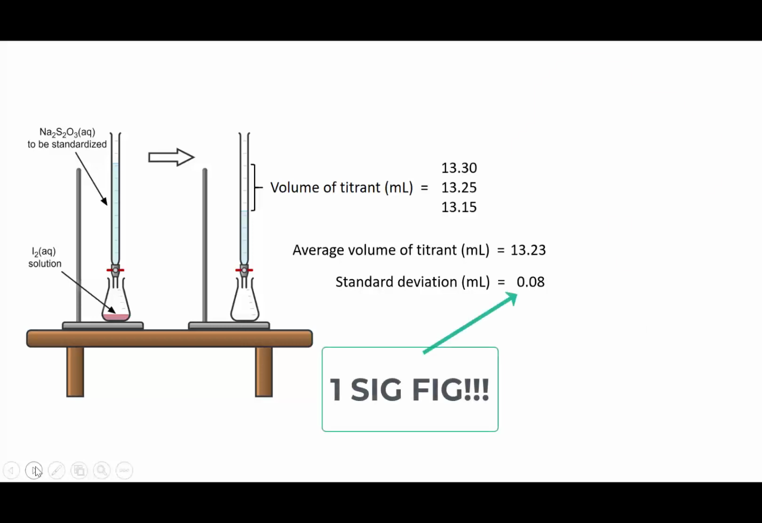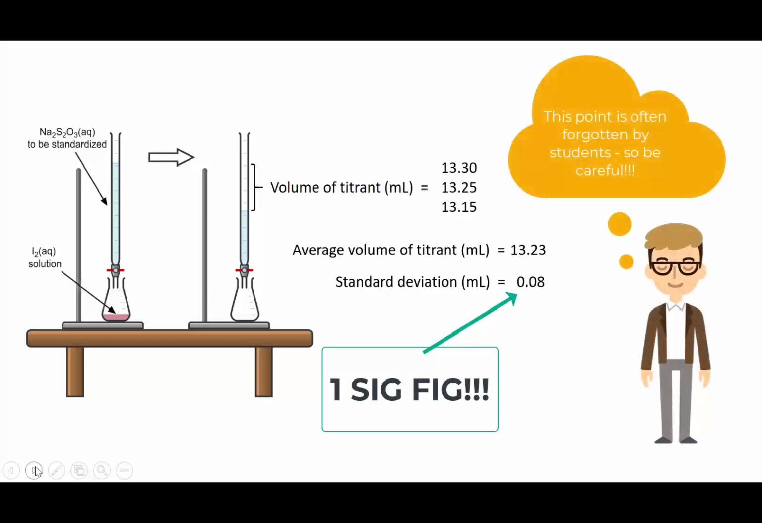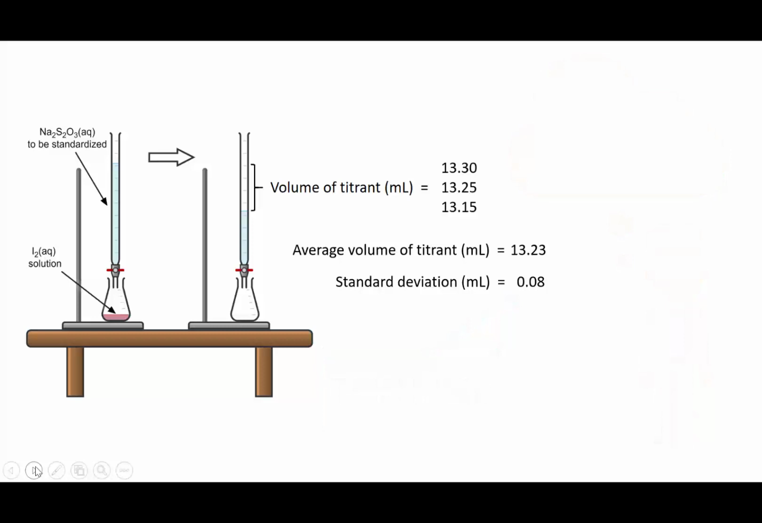Note, standard deviation is always expressed to only one significant figure, and its decimal place will dictate the decimal place that we're allowed to express our mean value. So note, it's to the hundredths position in the standard deviation. We're allowed, therefore, to express the mean to the hundredths position. If that standard deviation had been 0.1, we would have had to have rounded off the average volume to 13.2. So do keep this in mind when you're doing your calculations.